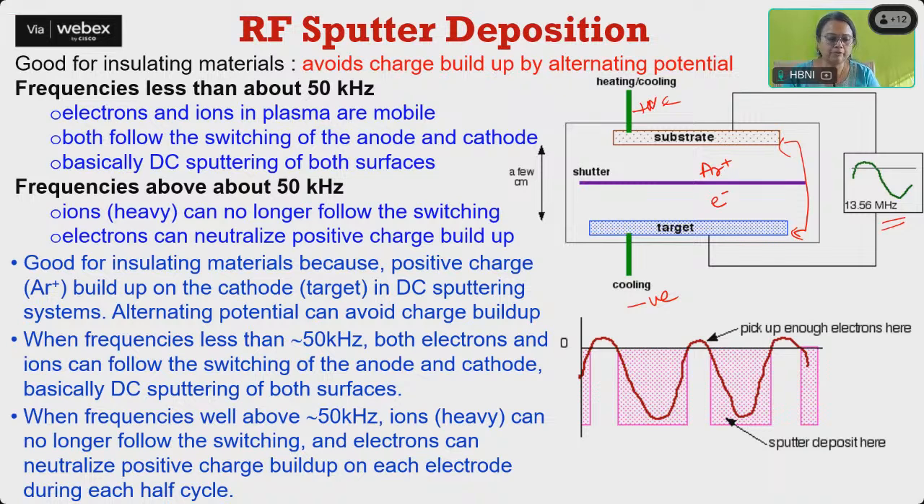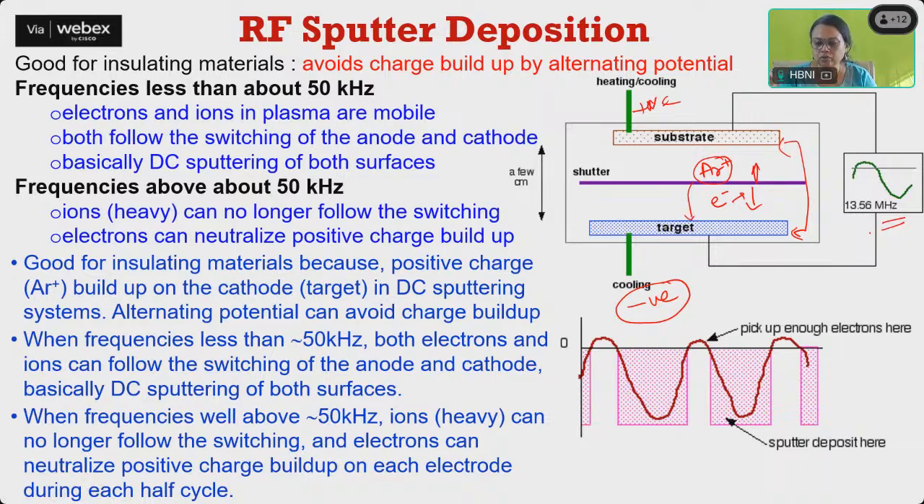Now take the case when we go to very high frequencies, above 50 kilohertz. The heavy ion can no longer follow the switching. Argon will no longer be able to follow the switching from the positive polarity to the negative polarity, whereas electrons can move to this side and that side. Generally, along with the RF bias, the target is negatively biased separately, so that argon is always hitting the target.